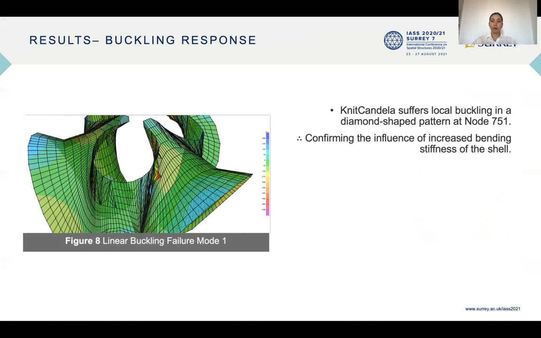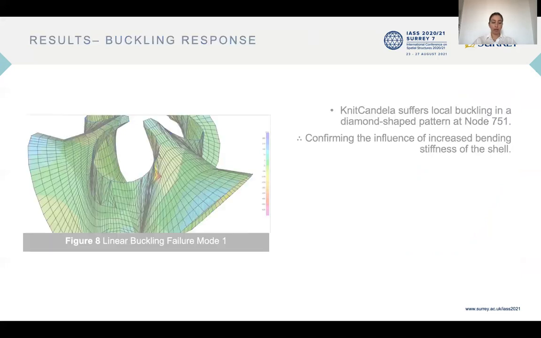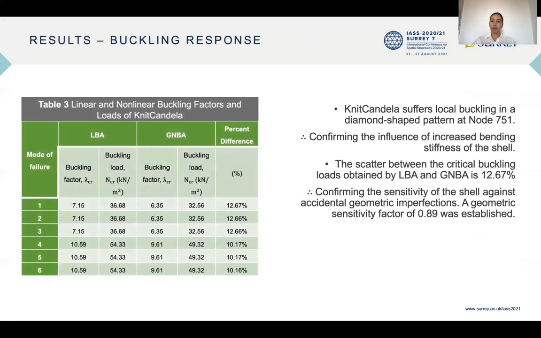Moving to the buckling response, KnitCandela suffers localized buckling in a diamond-shaped pattern at node 751, therefore confirming the influence of increased bending stiffness of the shell. Additionally, the scatter between the critical buckling loads obtained by linear buckling and nonlinear buckling analysis is 12.67%, confirming the sensitivity of the shell against accidental geometric imperfections.